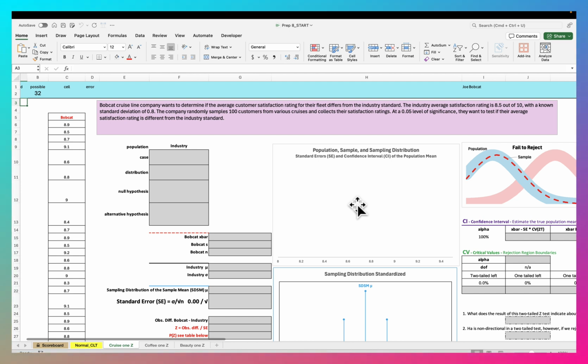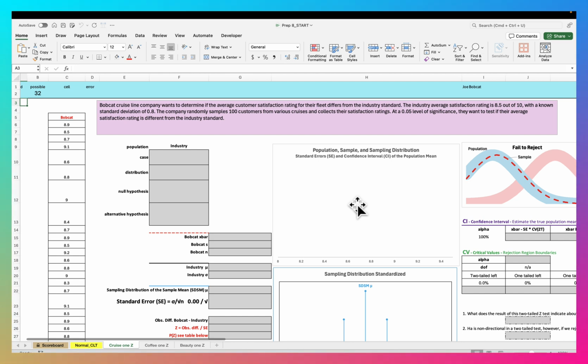So on this tab, we're looking at a one sample Z problem for a cruise line. Bobcat Cruise Line wants to determine if the average customer satisfaction rating for their fleet differs from the industry standard. The industry average satisfaction rating is 8.5 out of 10, which is pretty high, with a known standard deviation of 0.8. The company randomly samples 100 customers from various cruises and collects their satisfaction ratings.